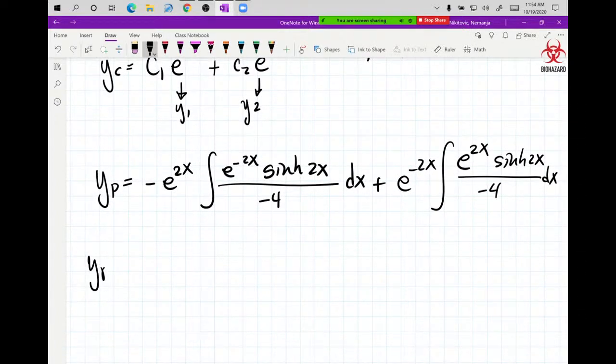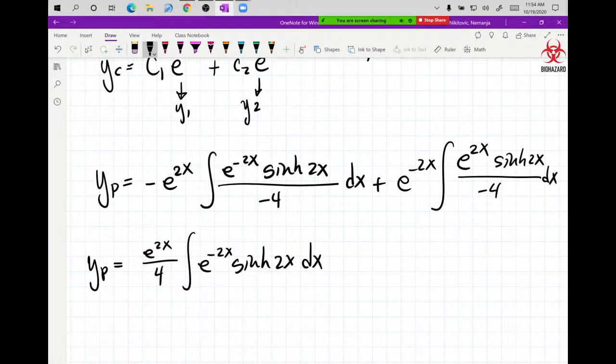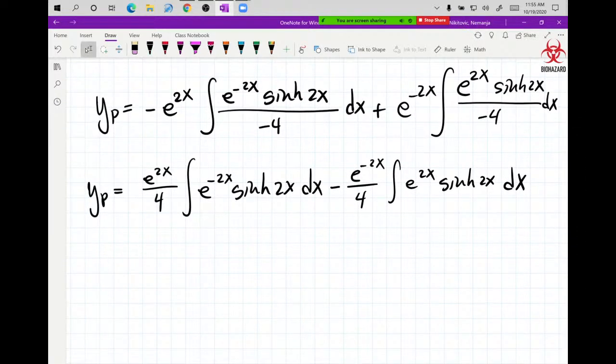All right, so what's yp? Yp is going to be e to the 2x over 4, and now you have your integral of e to the negative 2x sine hyperbolic 2x, minus e to the negative 2x over 4, and then the integral of e to the 2x sine hyperbolic 2x dx. So what's the move to integrate something like this?